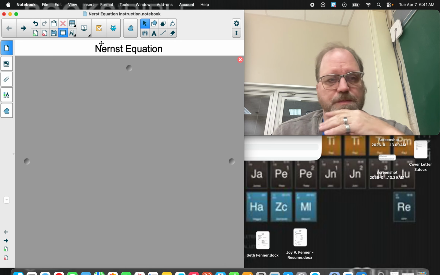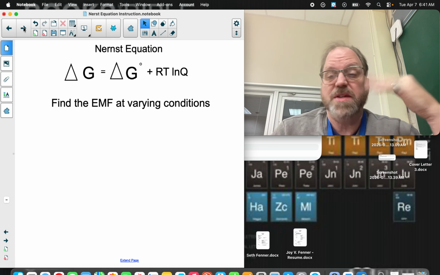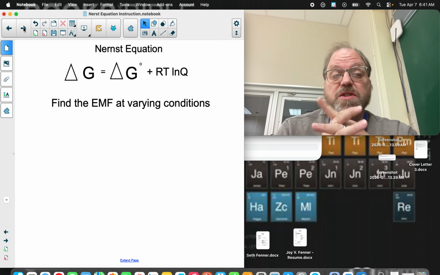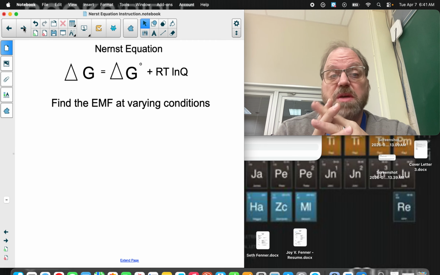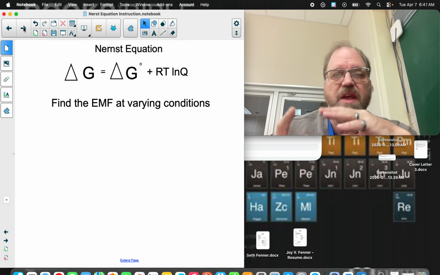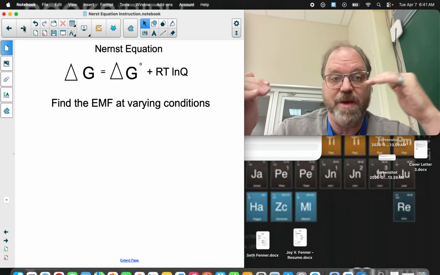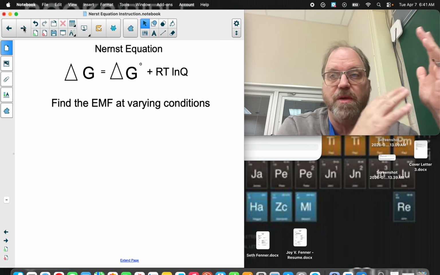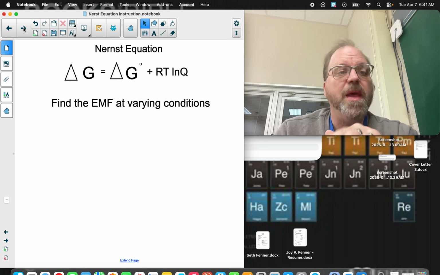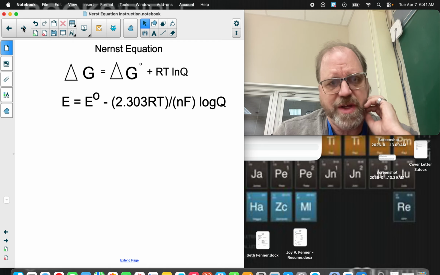The Nernst Equation is expressed as delta G is equal to delta G prime plus RT natural log of Q. Remember when we talked about Q before, it tells us if the reaction is at equilibrium or not. So we're going to put the values from an equilibrium reaction, which we talked about before in Chem 1, and find the value of it. The way we do that is rearrange it to look like this.